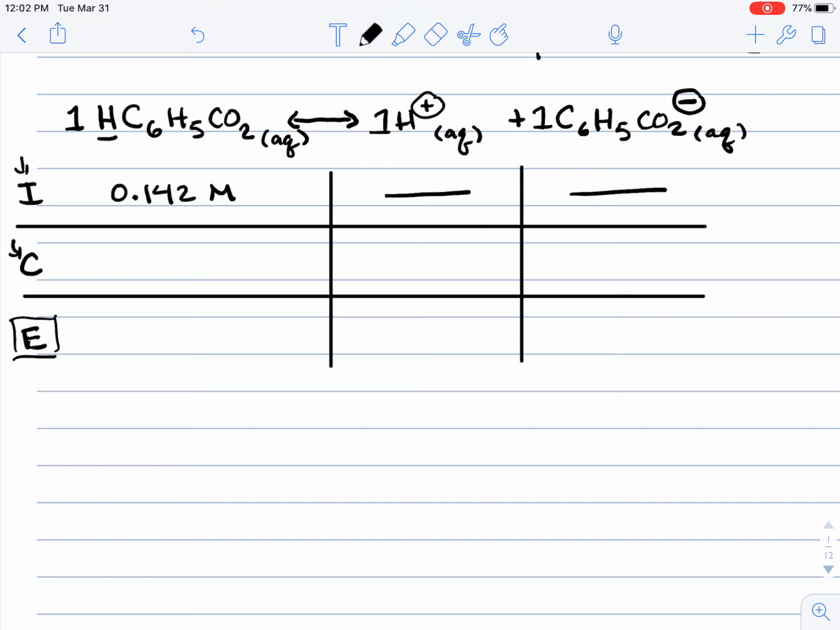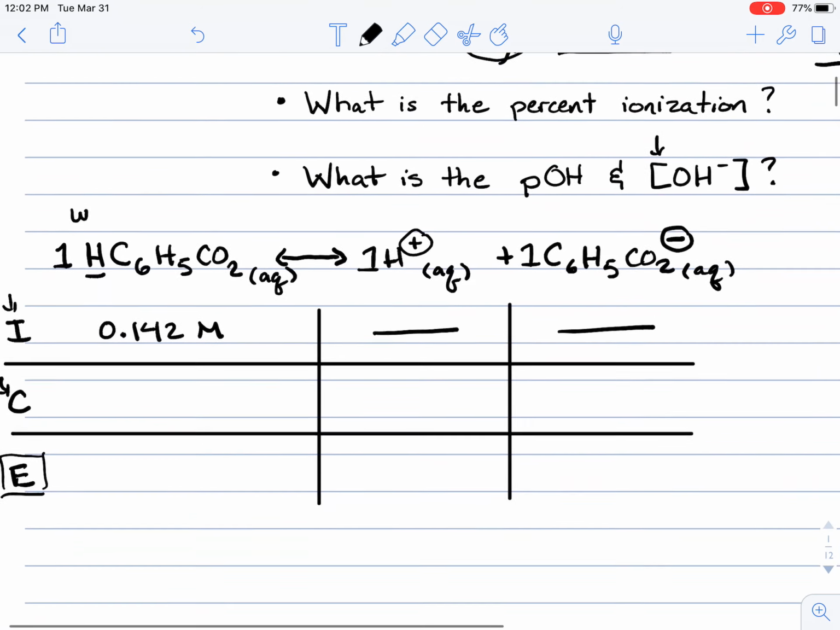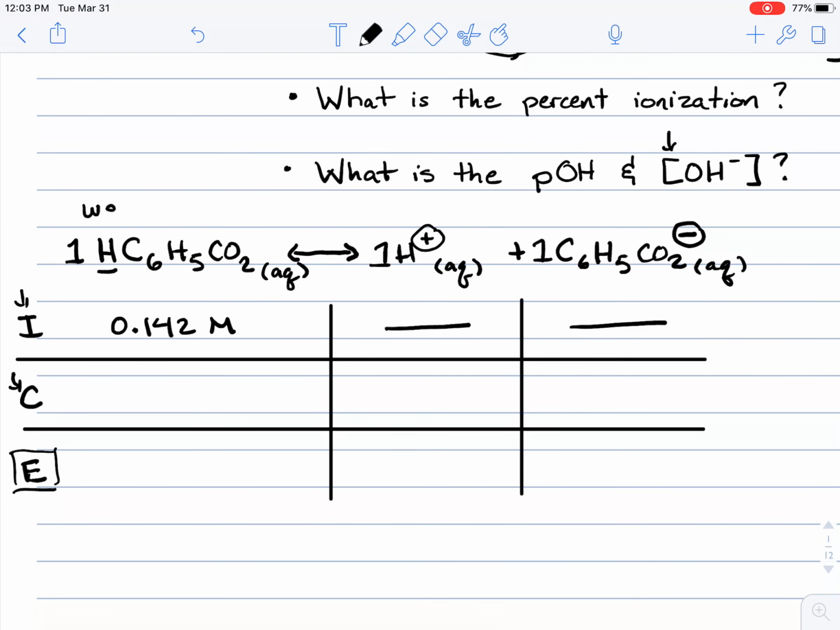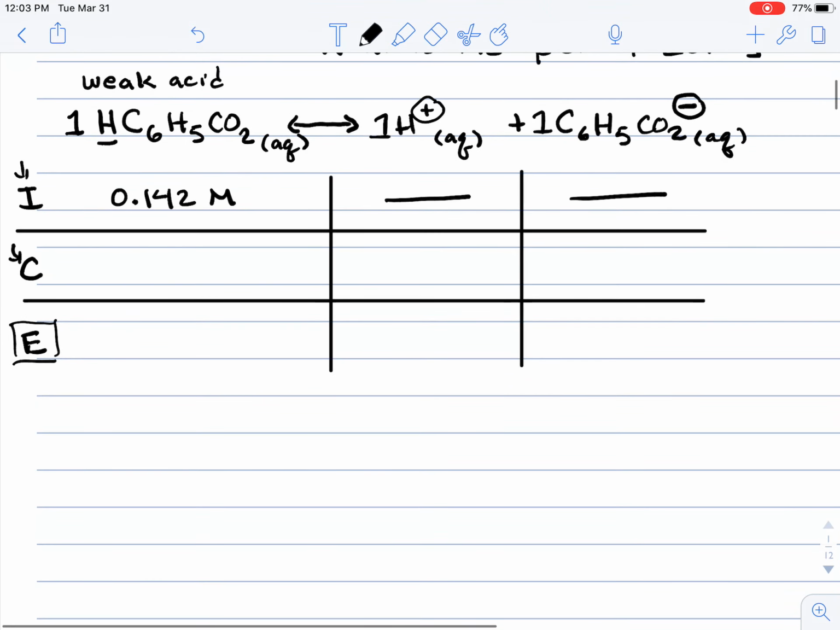And so for the change for a weak acid, and also since our Ka value is far, far less than 1, this is telling us that benzoic acid is a weak acid. And so if our Ka value is far, far greater than 1, then that's telling you that that specific compound is going to be a strong acid or a strong base.